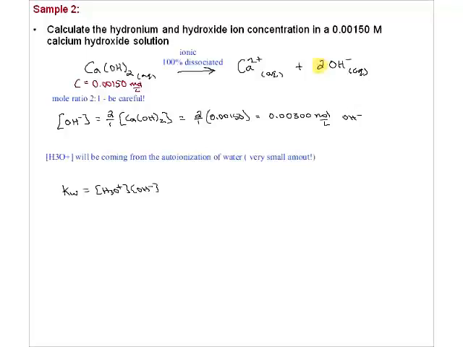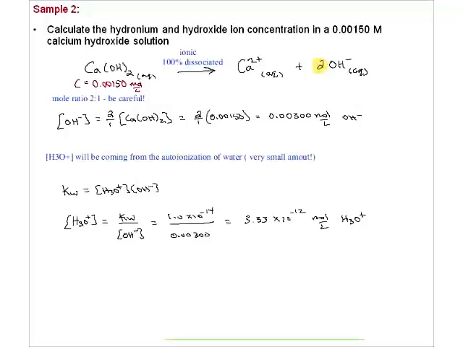We do our little expression, Kw is H3O+ times OH-. We plug our values in here. Okay, we rearrange. H3O+ is going to be Kw over OH-, and then we plug our values in, and lo and behold, we get 3.3 times 10 to the minus 12.